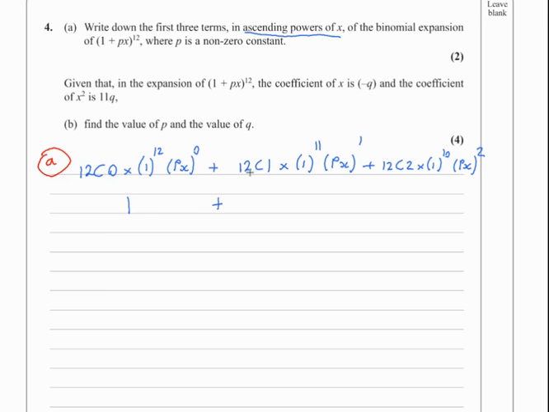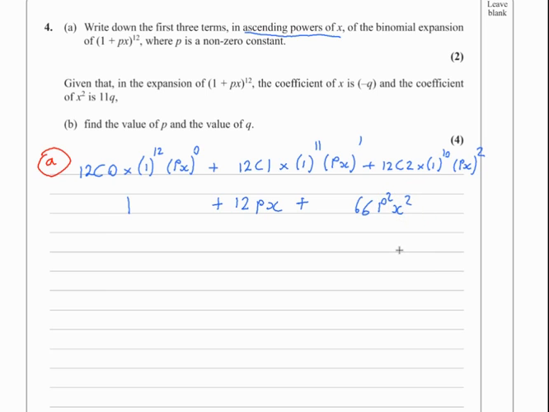Then next we have 12 choose 1, which is 12. 1 to the power of 11, which is 1. And then (px) to the power of 1, which is just px. So that's 12px. Next, we have 12 choose 2. I am just going to use my calculator because I am not trying to work that out by myself. So we have 66. 1 to the power of 10 is just 1. (px) all squared is p squared x squared.